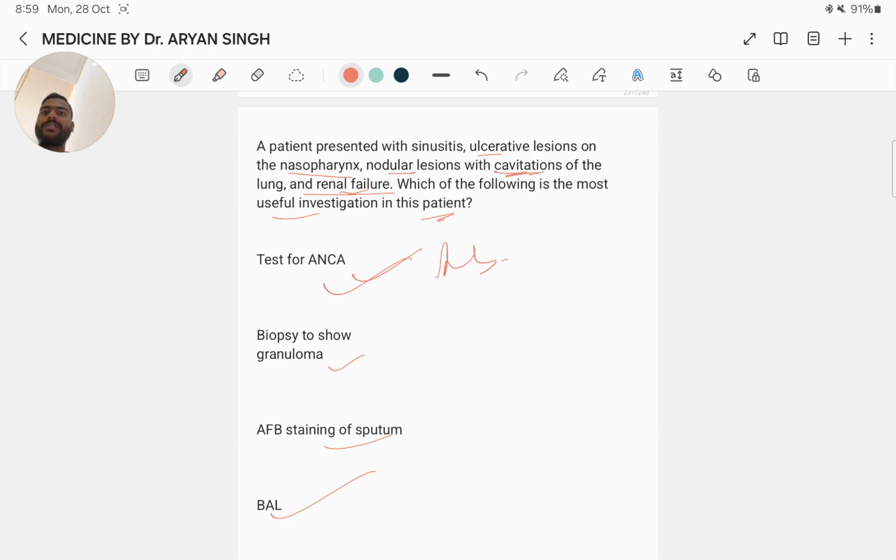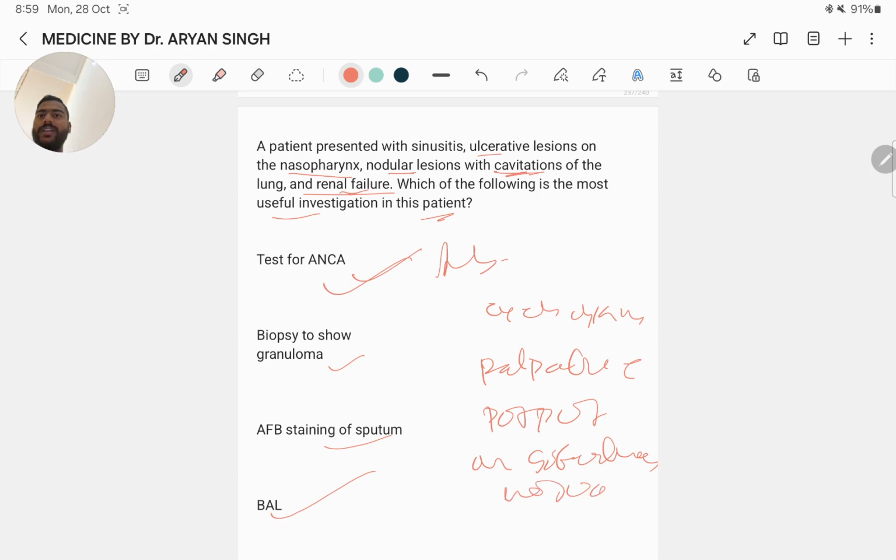Apart from these organs, it can also affect the eyes, and skin lesions present as palpable purpura or subcutaneous nodules. Lab investigations will show anemia, leukocytosis, elevated ESR, and high titers of cytoplasmic ANCA, C-ANCA, targeted against anti-proteinase 3, anti-PR3.